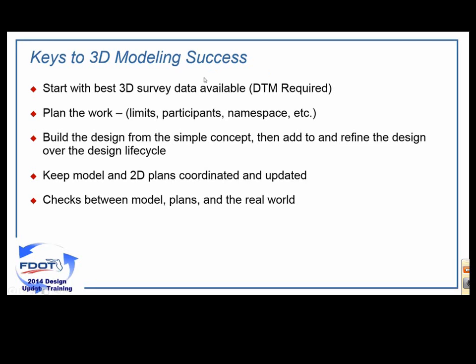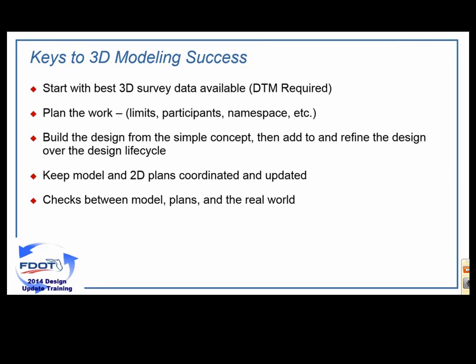You want to keep the model and the 2D plans coordinated and updated. And with the approach we've taken here at FDOT, that's fairly simple because we try to set up our typicals and components in corridor modeling to actually target your 2D plans. So if your edge of pavement widens out or you add a turn lane, the components, if applied the way we set them up, should automatically recognize those changes, and the next time you process your corridor, it should update your model as you go along.